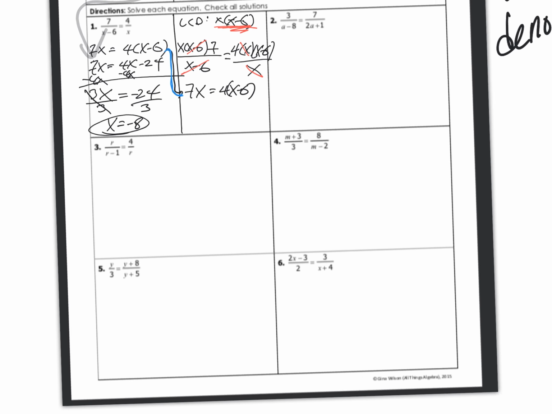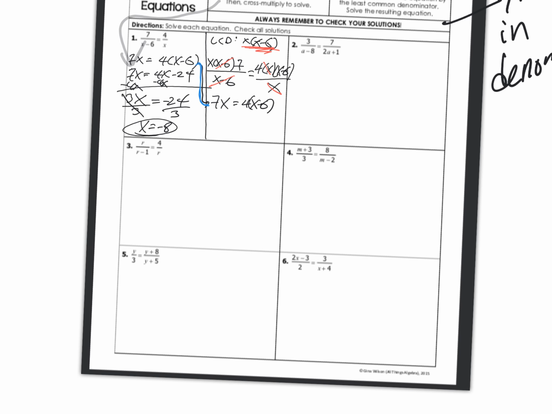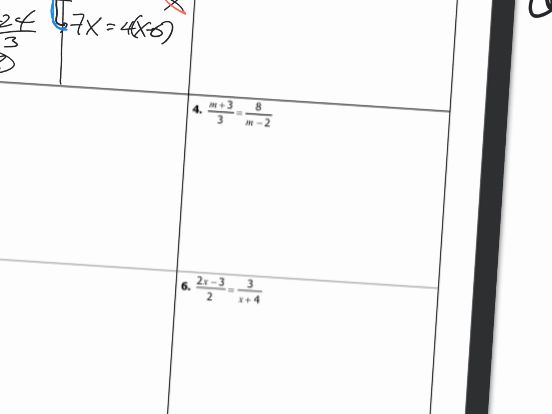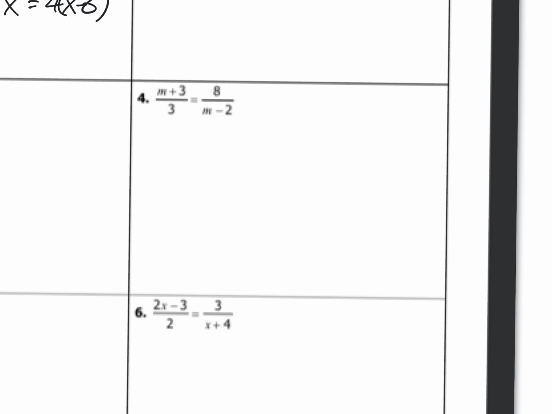Let's take a look at another problem. Let's do number 4. For number 4, let's go ahead and cross multiply here. 3 times 8 is 24. By the way, you can do the bottom and top, or top and bottom first. It doesn't matter in terms of order. And then let's do the other side.